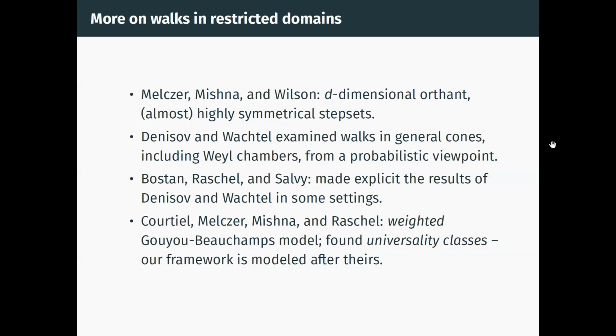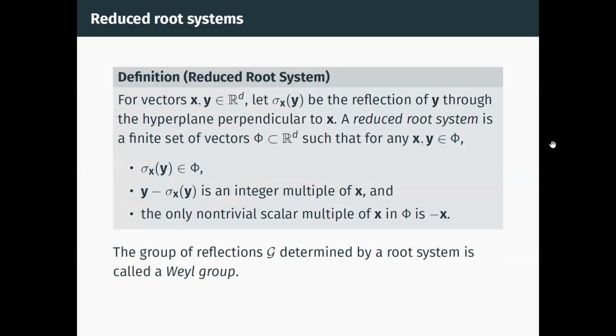And then another specific work that I want to make sure I mention is the work by Courtiel, Melczer, Mishna, and Raschel, which talked about weighted walks in the Gouyou-Beauchamps model, where they also found universality classes. And so our work is most similar to theirs in that sense, that we end up with these universality classes with different weighted walks. Okay.